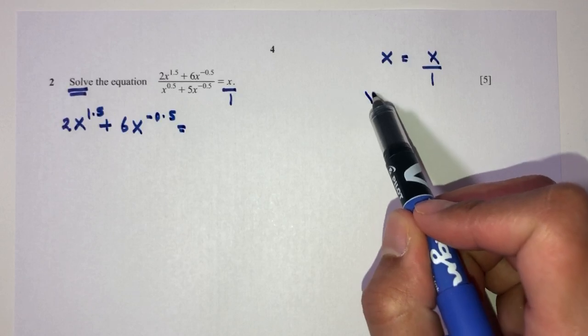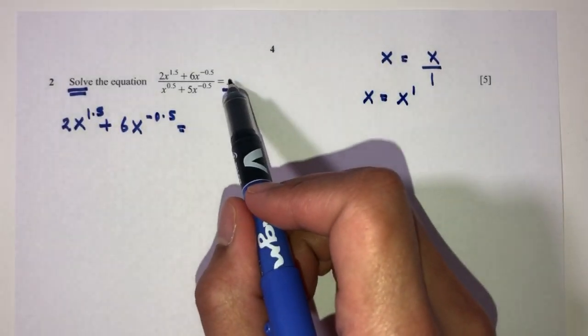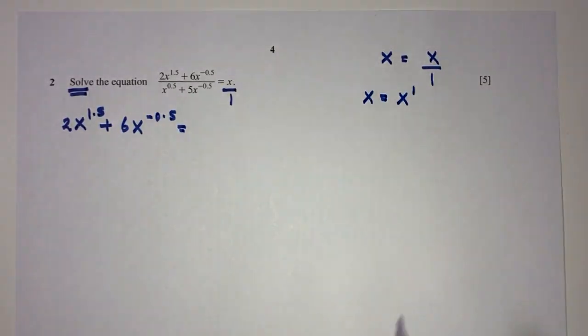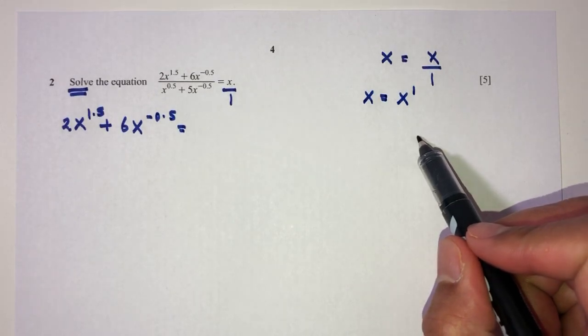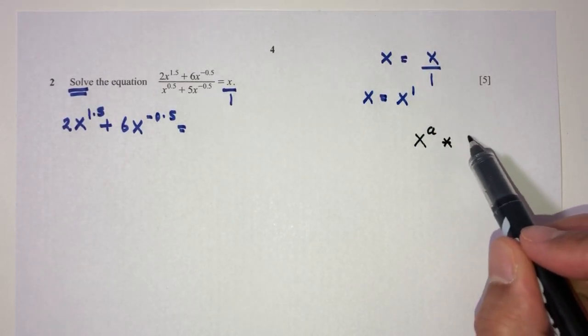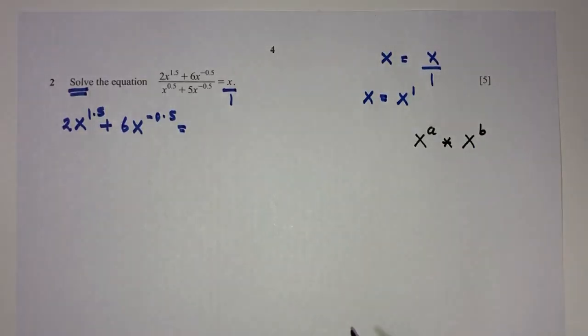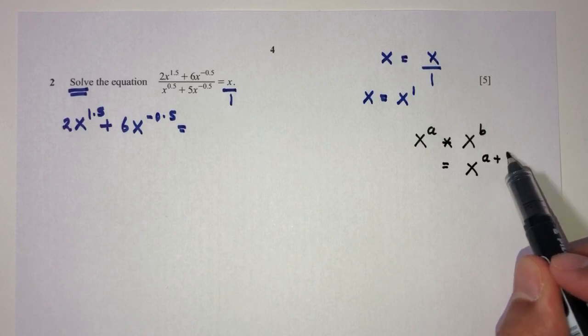So also, what is x? X, you will say it is also x power 1 times this you will have. So you have to know something here, which is the laws of indices. If you have the same base, for example, we have x power a times x power b. What do you get? You will get x power a plus b.